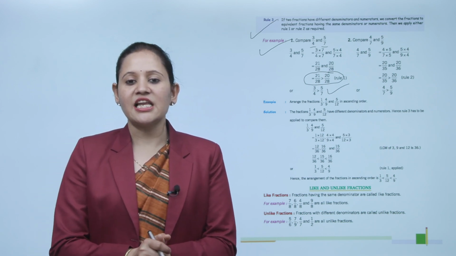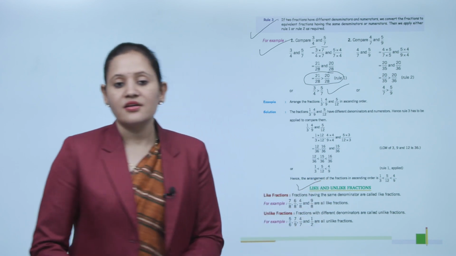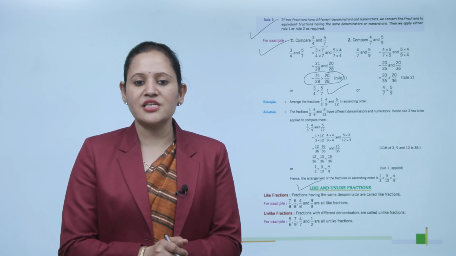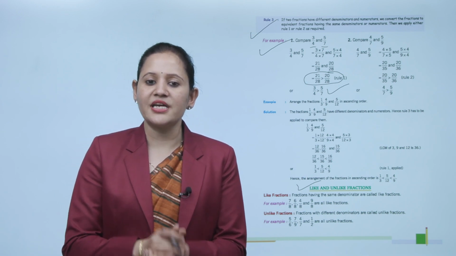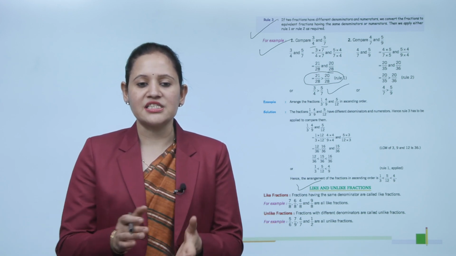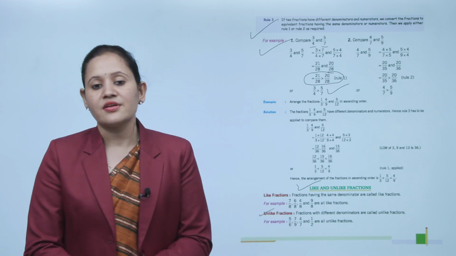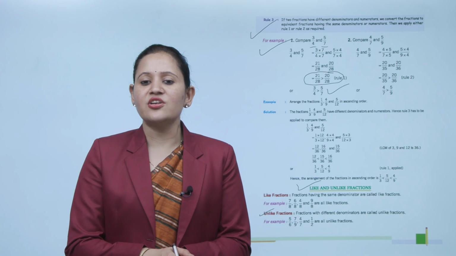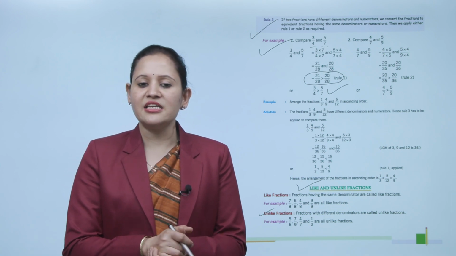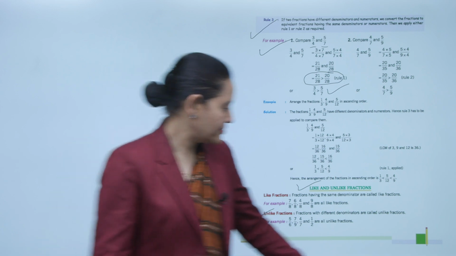Next is like and unlike fractions. Fractions having the same denominator are called like fractions. For example, 7 by 8, 6 by 8, 4 by 8 and 9 by 8 all have the same denominator, so they are like fractions. Next is unlike fractions. Fractions with different denominators are called unlike fractions, like 5 by 6, 7 by 9, 4 by 7 and 1 by 2.